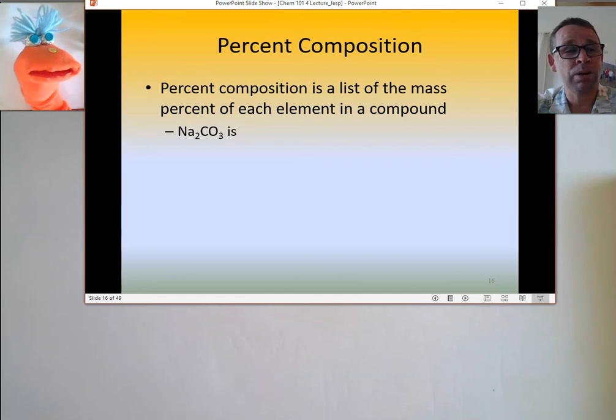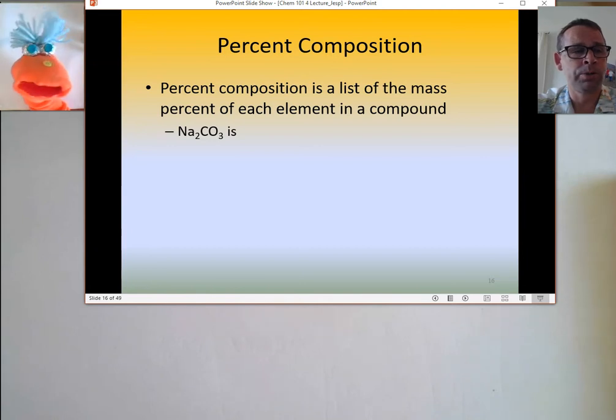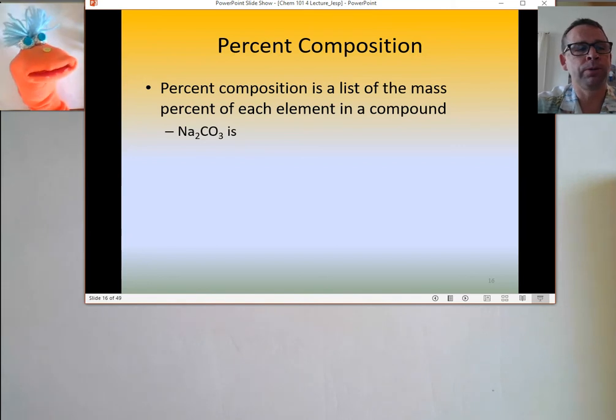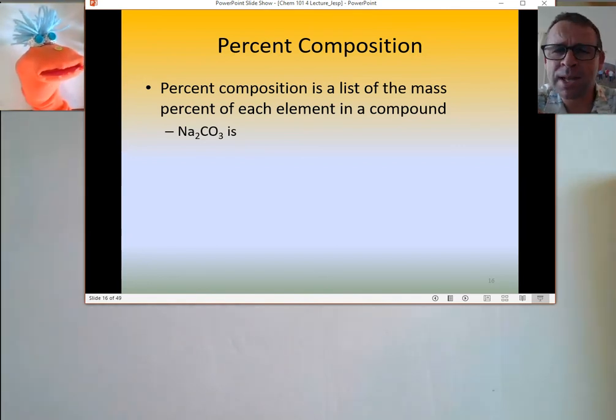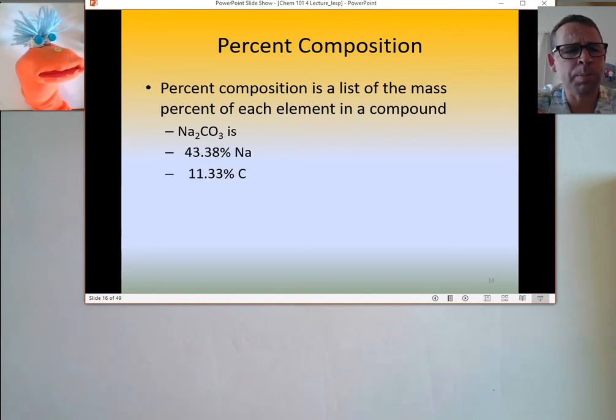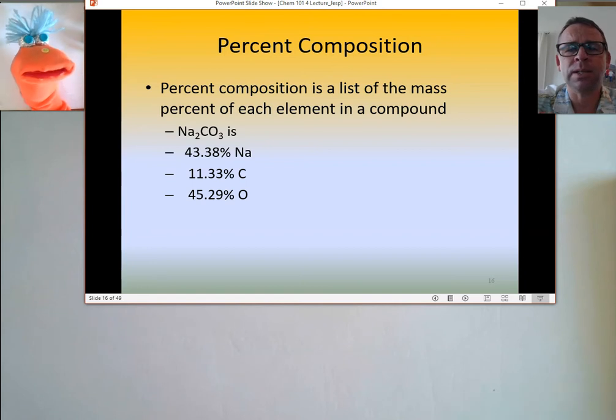So we go back to our Na2CO3. Do you remember the name of that compound now? Let me look on my table. Oh yeah, sodium carbonate. Very good, sodium carbonate. What percent of the sodium carbonate is sodium? What percent is carbon? And what percent is oxygen? And how do we get these numbers?